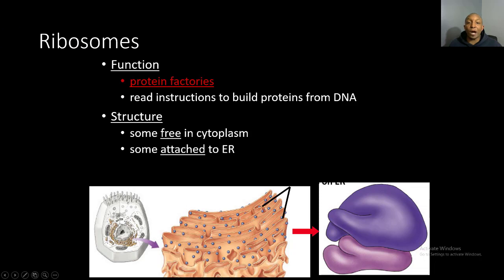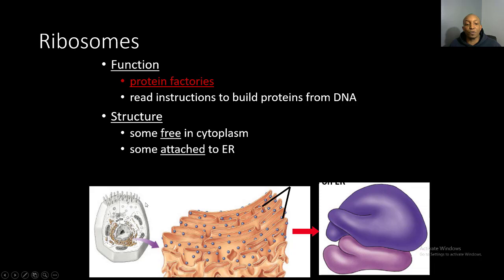So now let's talk about ribosomes. The ribosomes' function is to make proteins. So they're the protein making factories. They read the instructions to build proteins from DNA. Remember, DNA gives the instructions for the type of proteins to build, and the ribosomes are where the proteins are actually made. And the structure, you have some that are free in the cytoplasm.